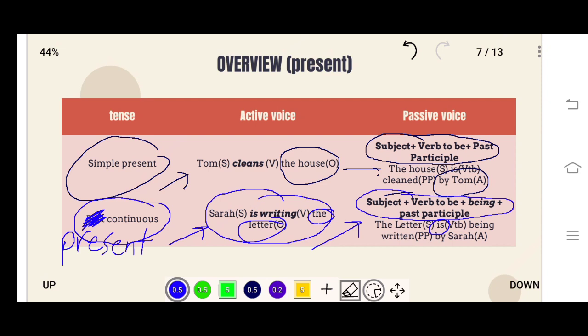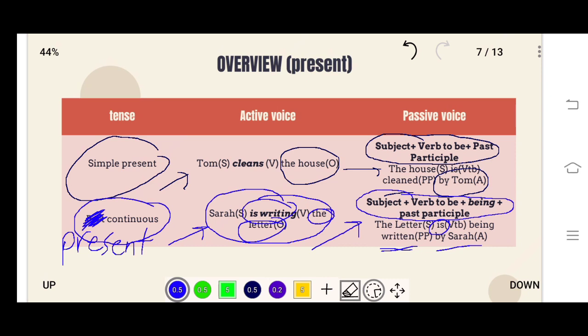After the verb to be, we put the word being. That is for the present continuous. After being, we put the past participle, which is written. Is writing, we change into written because we want the past participle of the verb. Then we put the agent, which is Sarah, by Sarah. So the answer is: the letter is being written by Sarah.